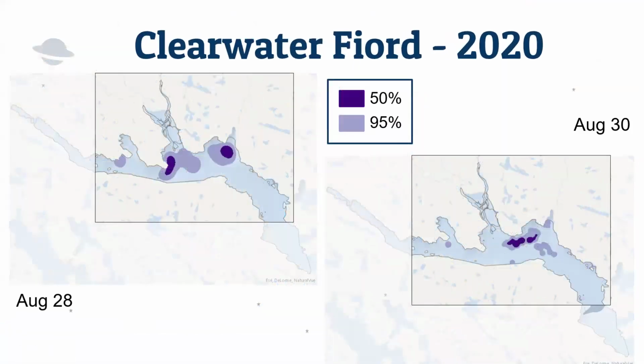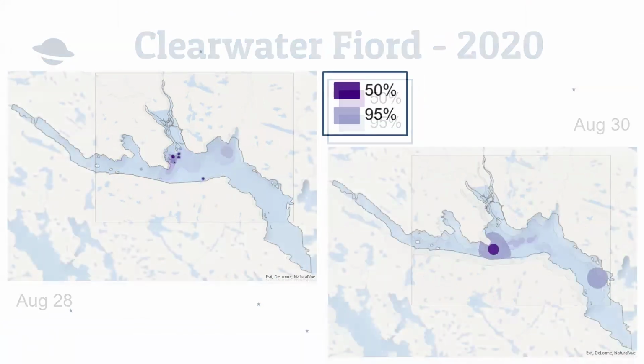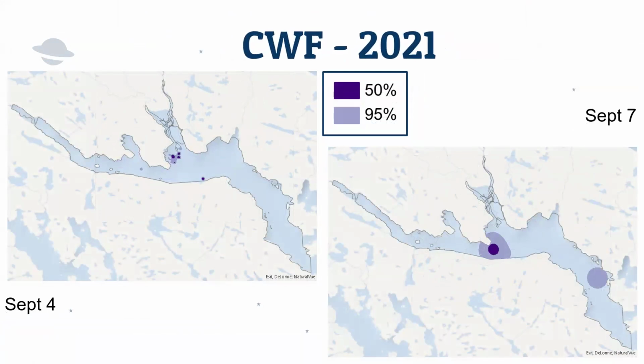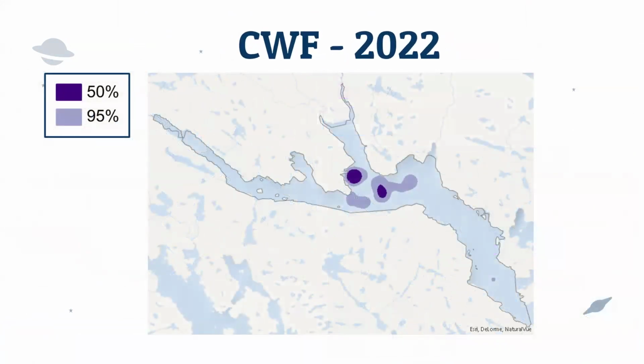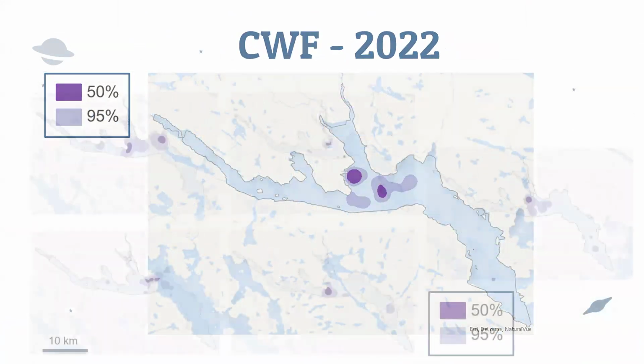So if we take a look at Clearwater Fjord in 2020, the distribution is fairly similar between the 2 dates, with a slightly tighter aggregation on August 30th. In 2021, the whales seem to be more tightly aggregated, as well as being more central to Clearwater Fjord than the previous year. In 2022, again, similar distribution in that central portion.